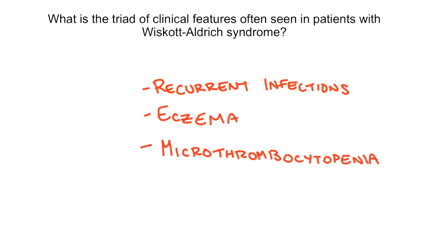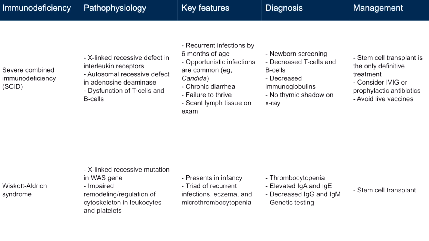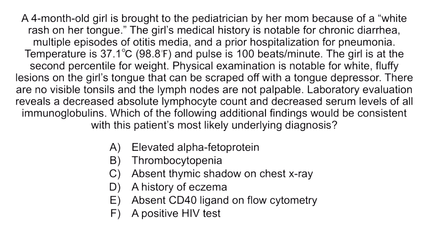It is worthwhile to reinforce this point because examiners tend to point out this diagnosis in question stems using this clinical triad alone. Here's a table summarizing the most salient and high-yield concepts discussed in this lecture. You may find it useful to return to this table when reviewing the congenital mixed immunodeficiencies before your exams. Let's conclude this lecture with a multiple-choice question.